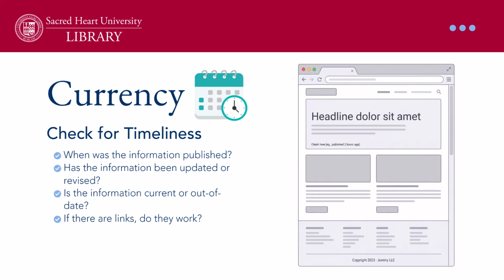The C stands for currency, which is the timeliness of the information. Depending on your topic, using an older source might be fine, but for fast-moving fields like medicine or technology, you need the newest information. Ask yourself, when was the information published? Has the information been updated or revised? Where to look? Check the top of an article right under the headline for a publication date. If you're on a website, scroll all the way to the bottom to look for a recent copyright year to make sure that the site is still active.